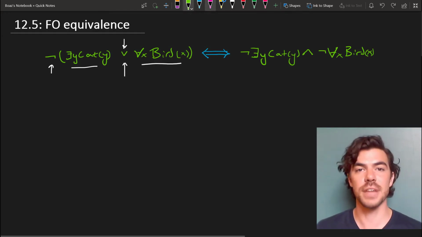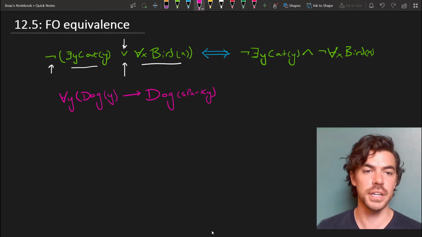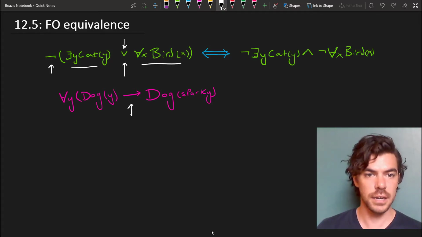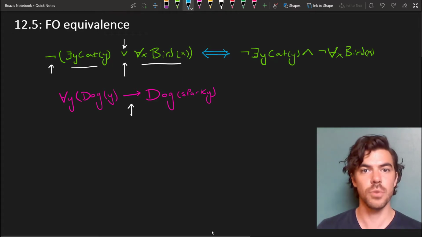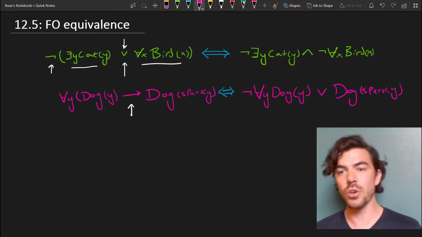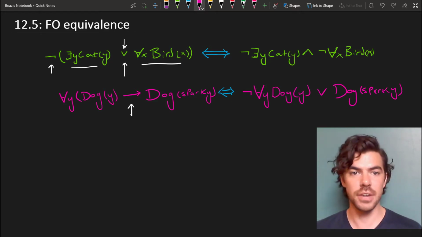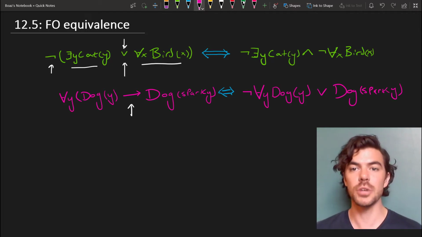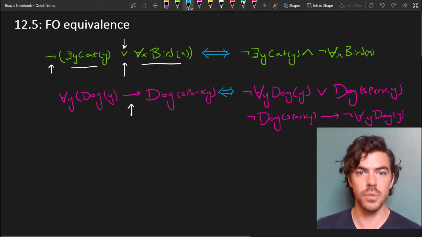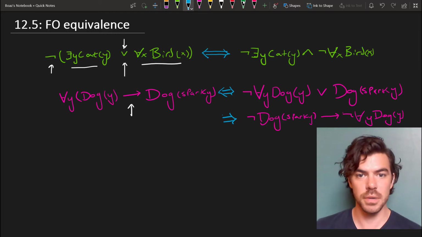Here's one further example. We already saw the sentence earlier, and its main connective is this sign here, the conditional, and so it's straightforwardly equivalent with any of the following. Not everything is a dog or Sparky is a dog, and that's just by our definition of the conditional. If P then Q is equivalent with not P or Q. Likewise, by contraposition, this is equivalent with if Sparky isn't a dog, then not everything is a dog. So this is likewise equivalent with if everything is a dog, then Sparky is a dog.